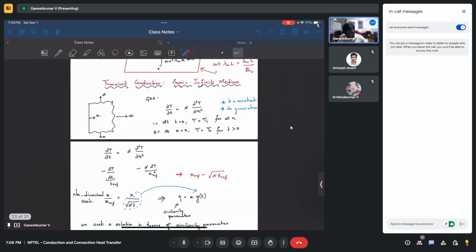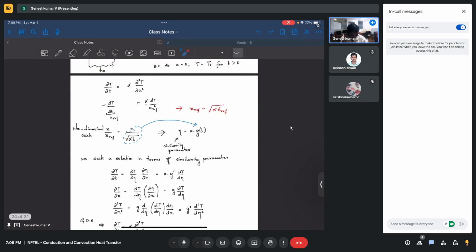Okay, similarly you have transient heat conduction for a semi-infinite medium. Let's say it is not infinite in the y direction. Now it is infinite even in the x direction, but on one side we know the boundary condition, and the other side tends to infinity. So when we have such a semi-infinite medium, how will you perform the analysis?